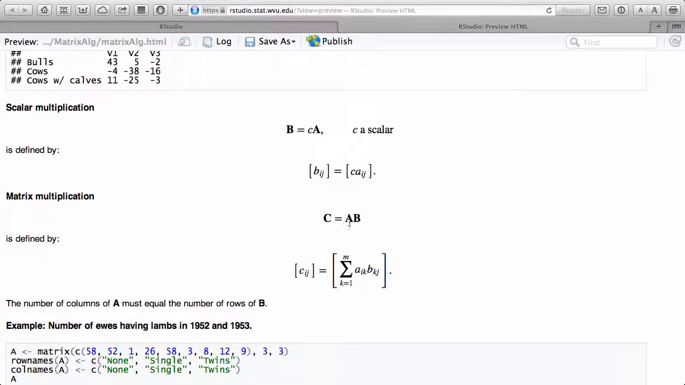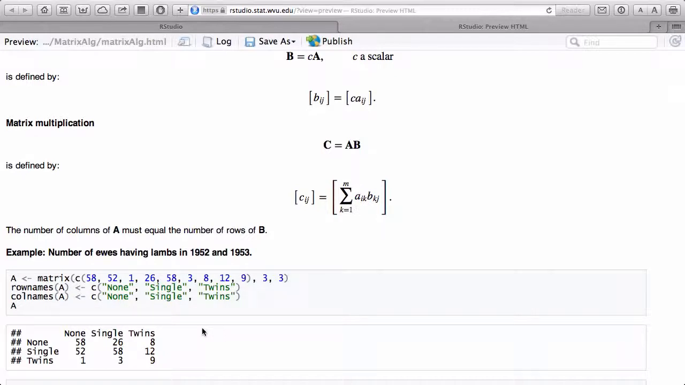The really important operation is matrix multiplication, A times B. What you do is take the inner product of the ith row of A with the jth column of B. I multiply corresponding elements: the first element of the ith row with the first element of the jth column, the second with the second, and so forth. I multiply them together and then add them up. That's what I'm representing here.